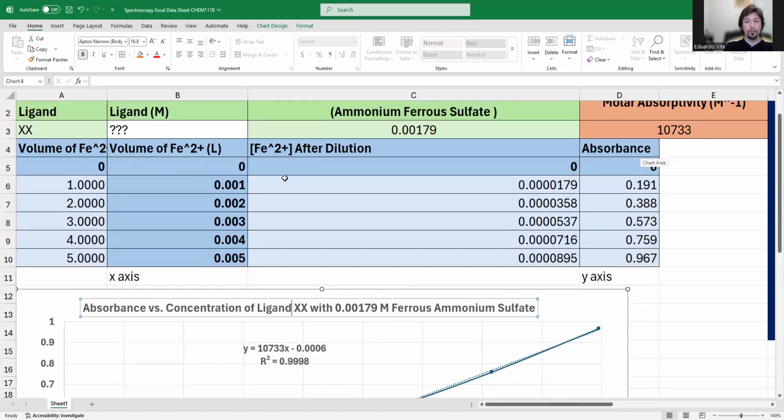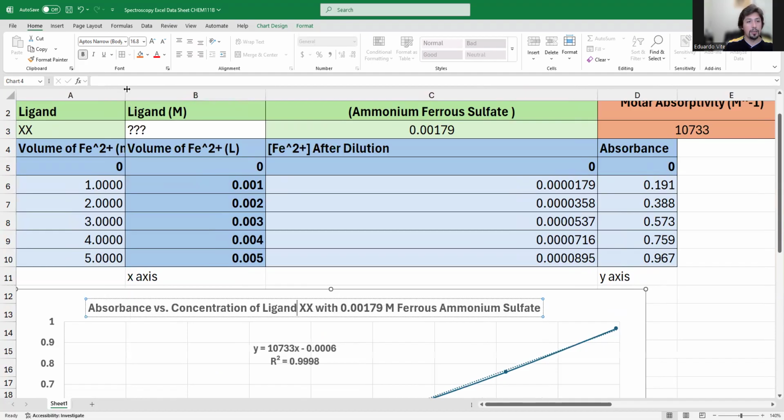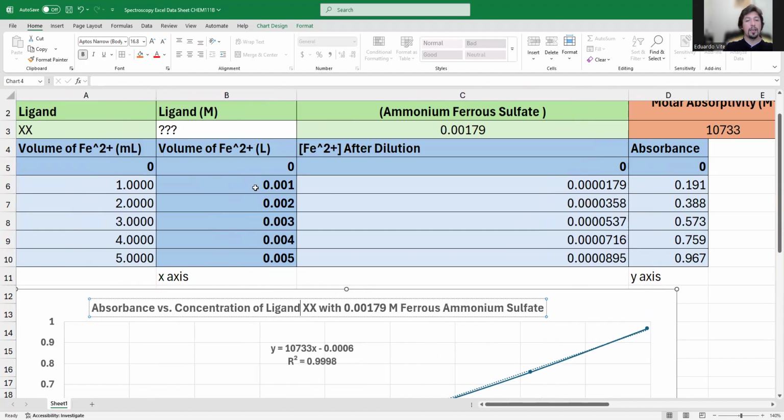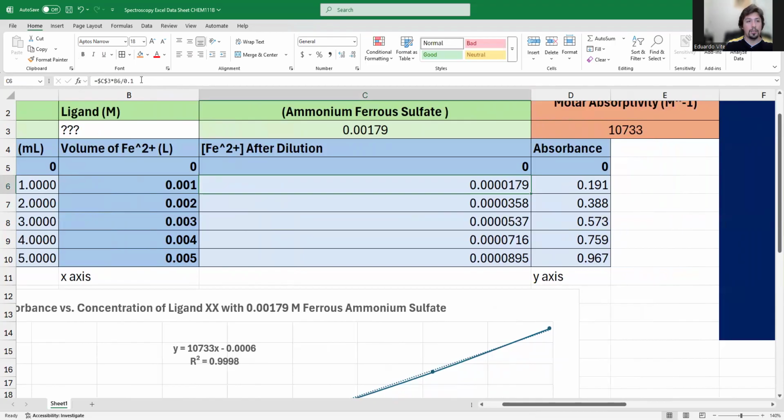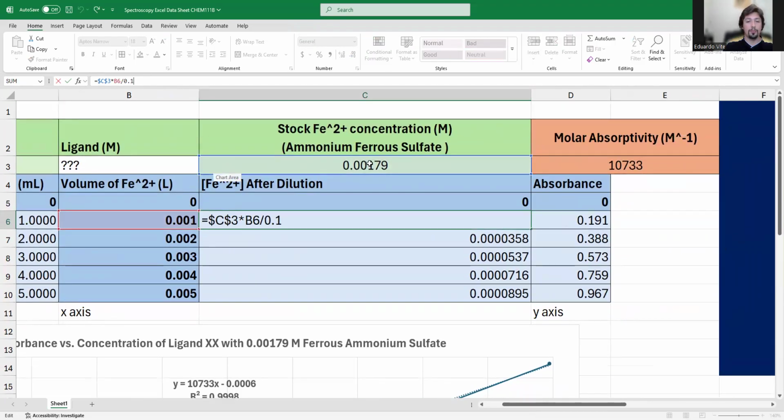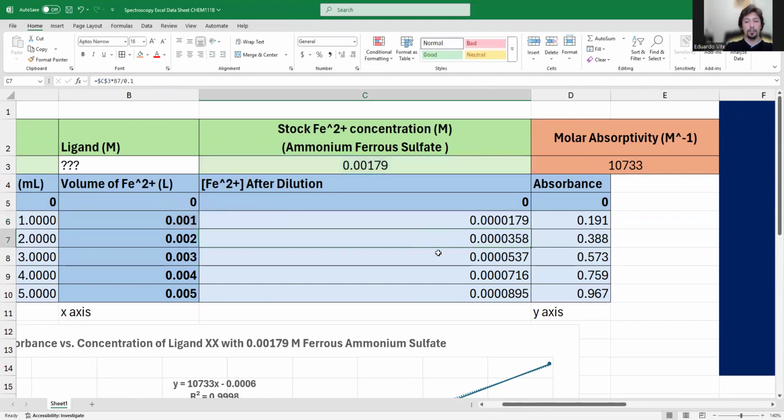Okay, so this blue table right here is the same table that I showed you earlier in the document. You see you have your volume of Fe2+ here in milliliters. I converted that to liters because you need to do molarity. Molarity is moles divided by liters, so if you're using milliliters, you have to convert to liters. Then in this part, I just said M1V1 = M2V2. You see I have my M1 right here, stock Fe2+ concentration. There's my V1. My V2 is already built in there, 0.1 liters. And when I press enter, all of these values get filled.